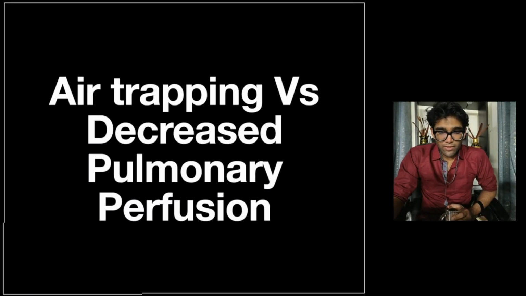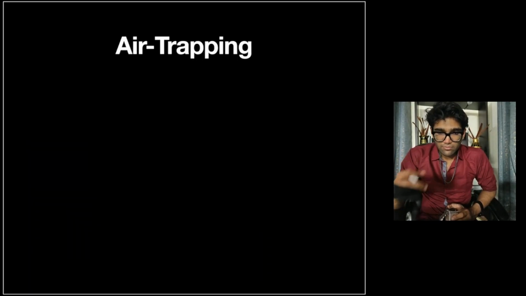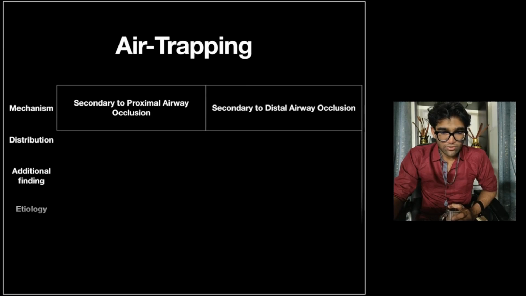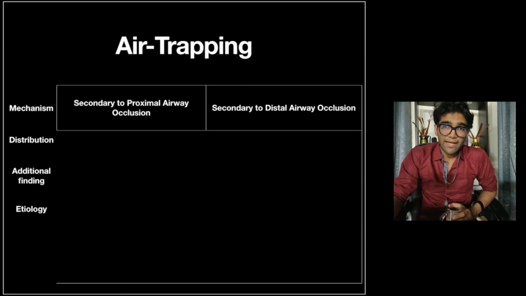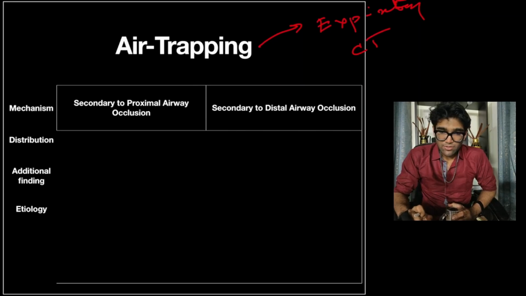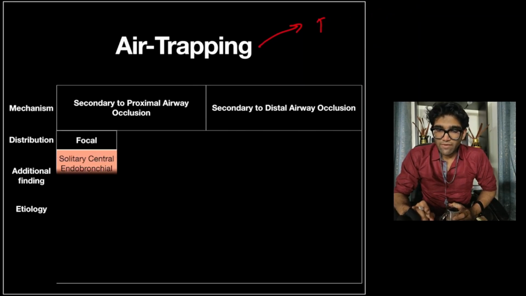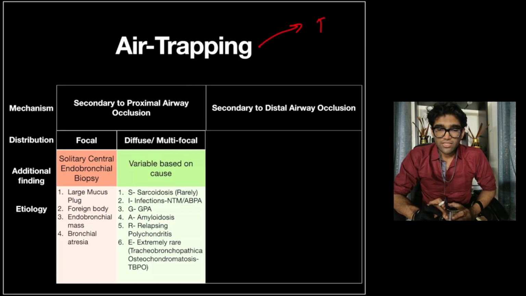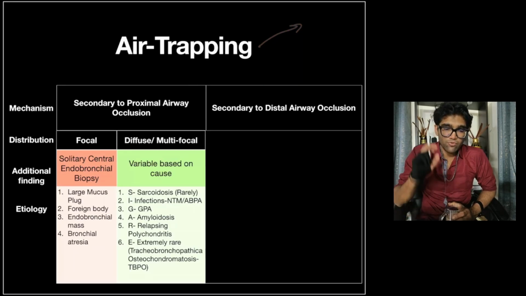Now let's just talk about this a little bit more in detail. So when we talk about air trapping, what might be the causes? So air trapping, like I've discussed, is seen only in an expiratory CT. So what may be the causes? Obviously there is some obstruction somewhere. So this obstruction could be at the level of a proximal airway. It could be a focal obstruction.